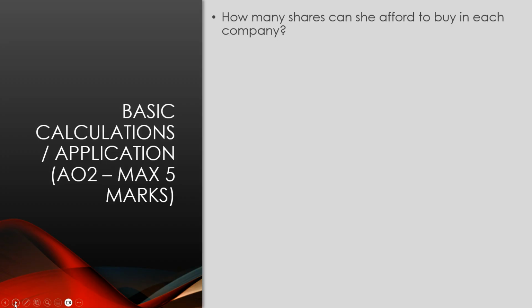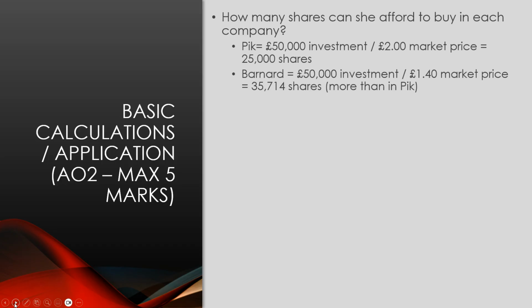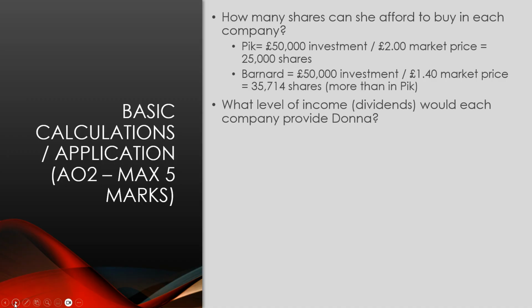So how many shares can she afford to buy in each company? It's just a case of taking the £50,000 and dividing it by the current market price, although one limitation there is how up to date this market price is, what's happened since those figures were published. So she can afford to buy 25,000 shares in PIC and she can get 35,714 shares in Barnard. Well, that doesn't really tell us a great deal other than she can buy more in Barnard than she can in PIC.